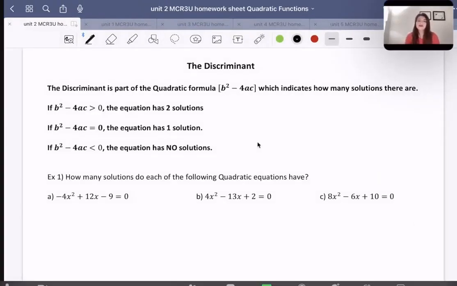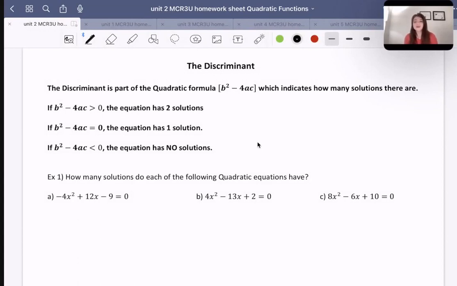Hi everyone, welcome back. Today we are going to be talking about the discriminant. So the discriminant is part of our quadratic formula.